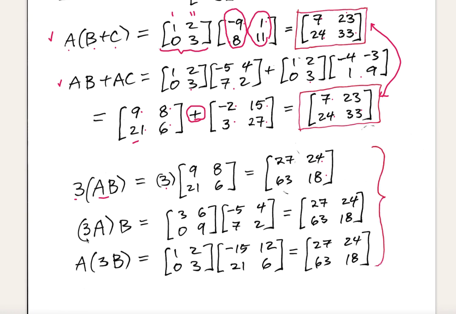And instead, let's go 3A first and then multiply by B. So 3A would actually be what? 3, 6, 0, 9. And then I'm going to multiply that by B. B was negative 5, 4, 7, 2. Let's go ahead and multiply those.